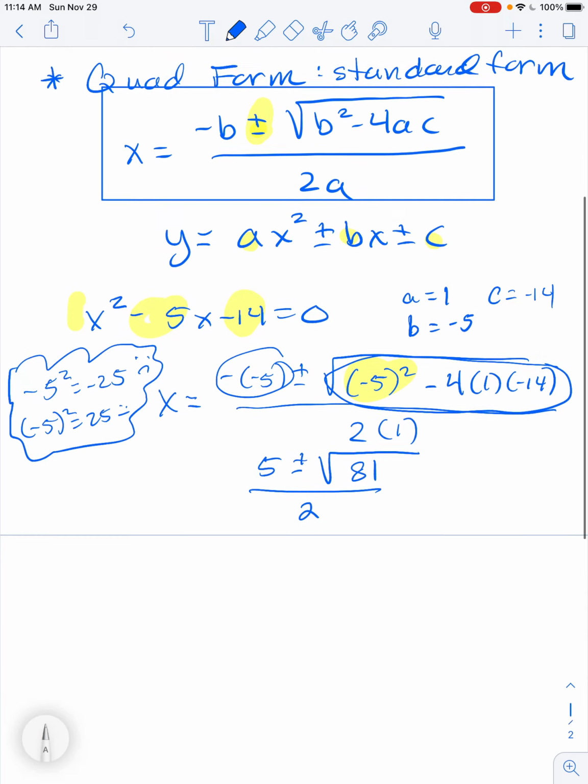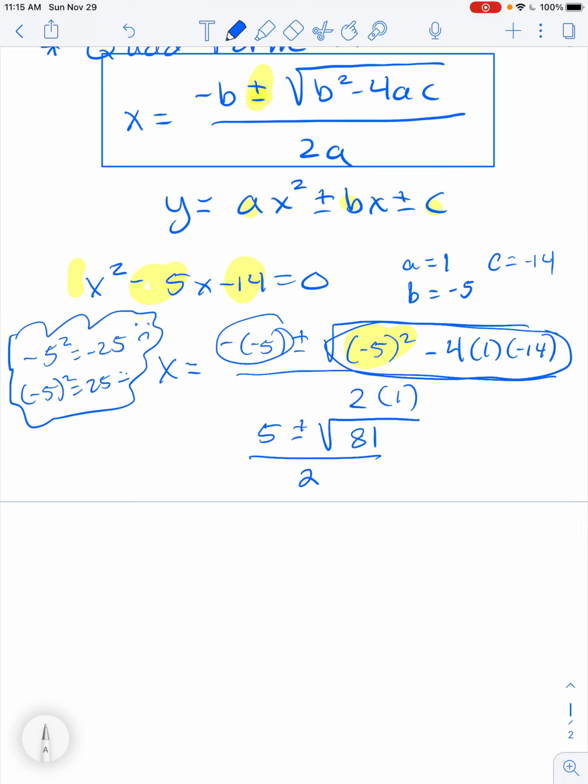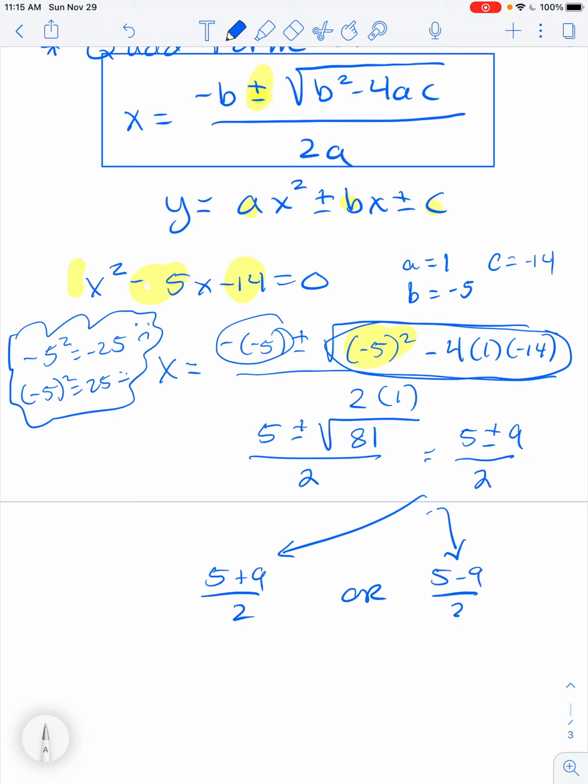Here's where I'm going to get my two possible answers, because the square root of 81 can either be a positive or negative 9. So I'm going to find my two solutions by saying 5 plus 9 over 2 or 5 minus 9 over 2. This will become 14 over 2, so my first solution is a 7. This will become negative 4 over 2, so my second solution is a negative 2.